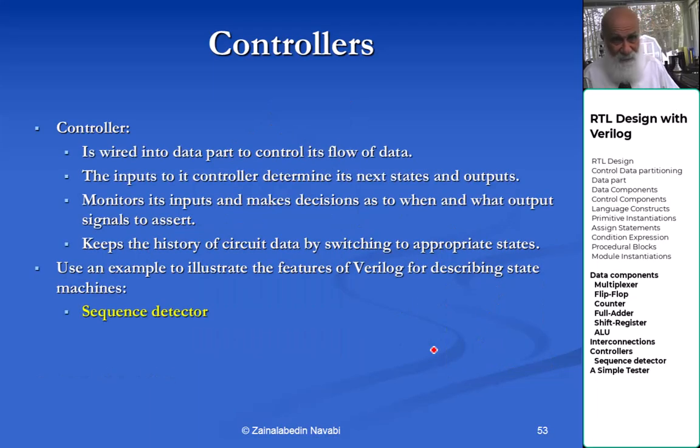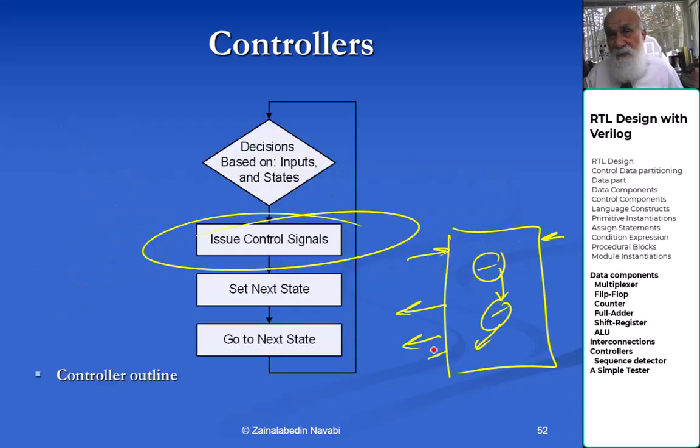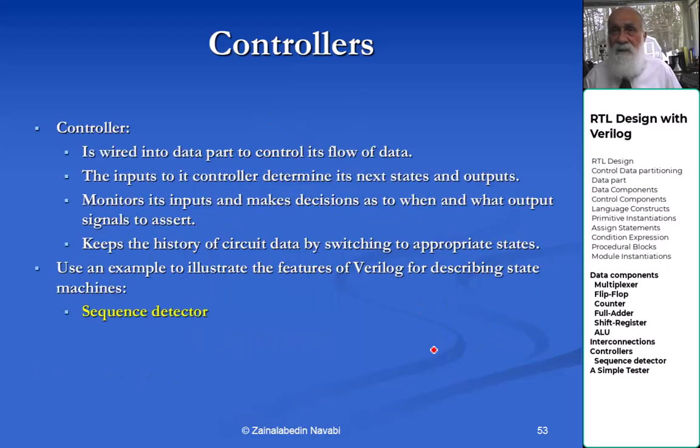Let's do an example. First of all, a controller is a big thing. A controller for a processor may have 20-30 outputs and 20-30 inputs. But I'm not going to be doing a big controller. I'm only going to do a very simple controller, with only one input, only one output, and just 4 states. I'm just going to show you the format for describing components. And for that, I'm going to be using a sequence detector.